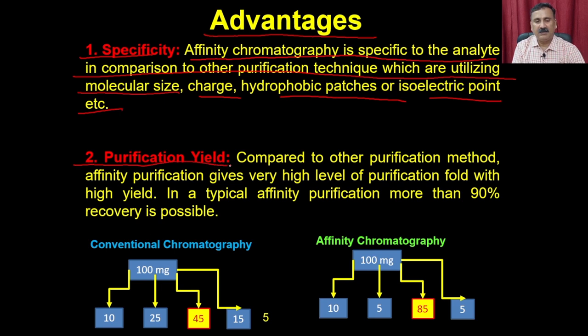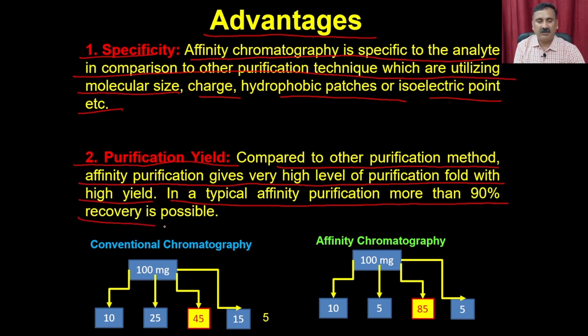Then the second point is the purification yield. Compared to the other purification methods, affinity purification gives a very high level of purification with high yield. In a typical affinity purification, more than 90% recovery is possible. So this is the conventional chromatography.